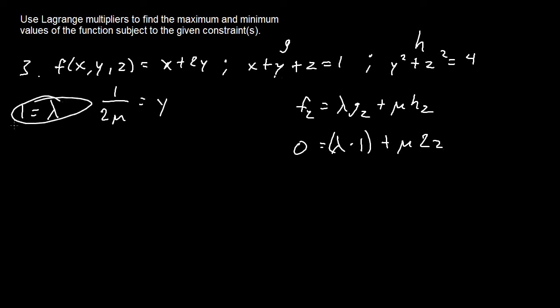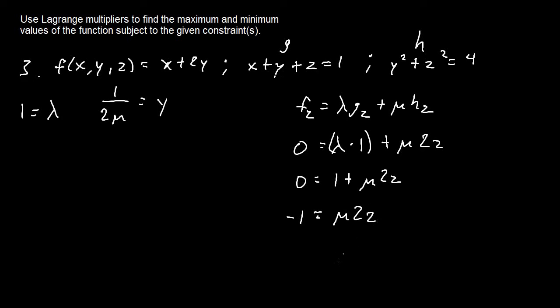Once again, we can substitute in 1 for lambda. So then 1 times 1 is 1. So 0 equals 1 plus mu times 2z. Go ahead and subtract over that 1. Negative 1 equals mu times 2z. If I solve for z here, I divide by 2 mu, so we get z equals negative 1 over 2 mu.